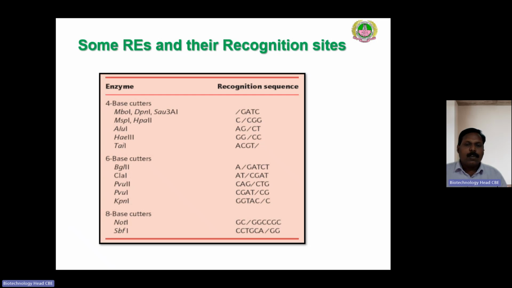Here I'm displaying some of the restriction endonucleases and their recognition sites. These restriction endonucleases are classified depending upon the number of bases they recognize and cut. Some recognize 4 bases, and we call them 4-base cutters. Some recognize 6 bases, which we call hexameric or 6-base cutters.